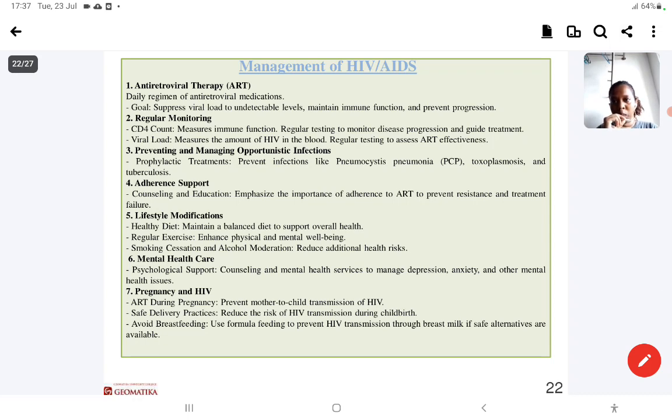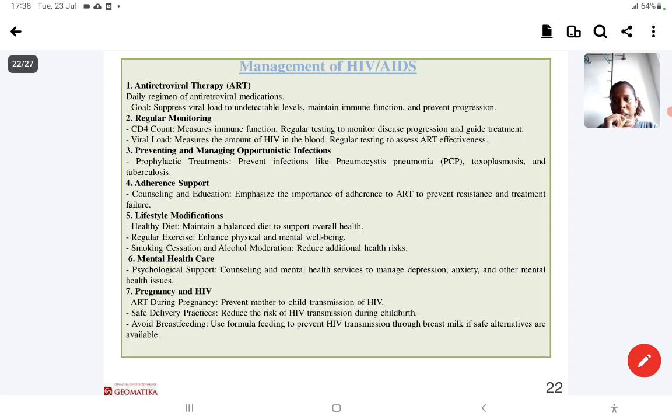Next we'll move to the management of HIV/AIDS. First will be the antiretroviral therapy, a daily regimen of antiretroviral medication. The goal is to suppress the viral load to an undetectable level, maintain immune function, and prevent progression. Second, regular monitoring based on CD4 count and viral load.